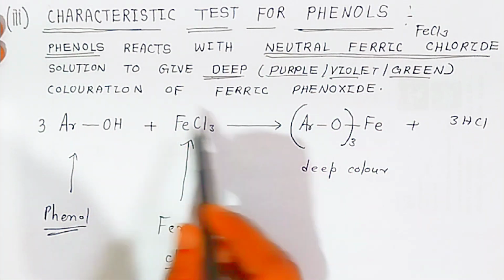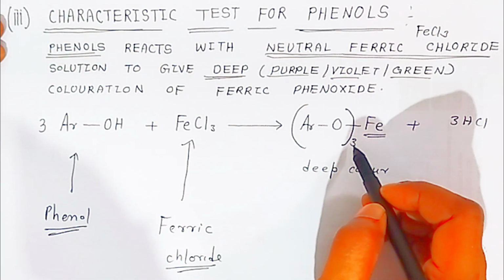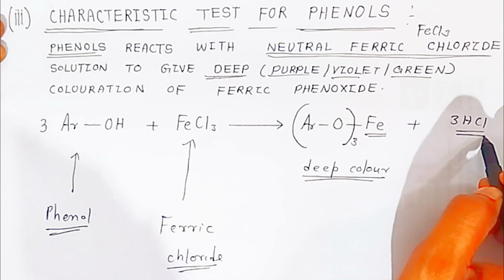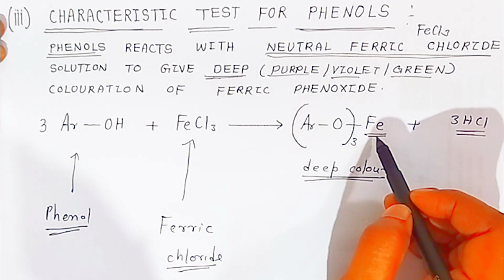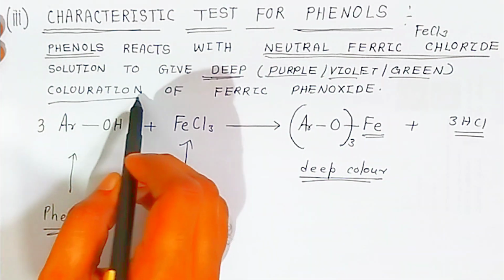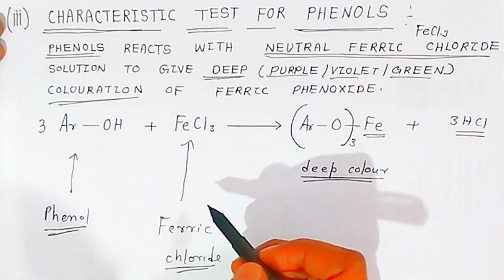So if you add FeCl3 to phenol, you get triferric phenoxide, iron phenoxide, that is deep in color, and you are getting HCl. Understanding, students? So here, Fe3+. Phenol reacts with neutral ferric chloride to give a deep color. This color shows that phenol is present. So this is the characteristic test for phenol.